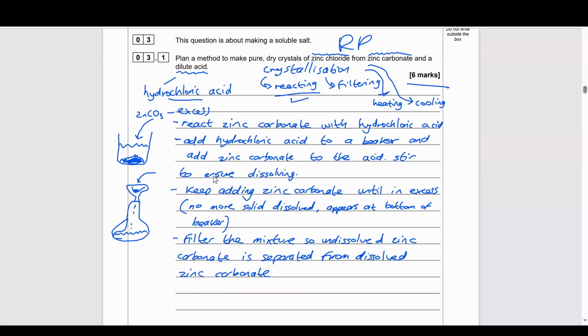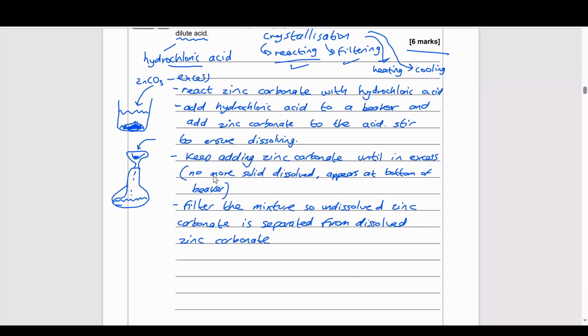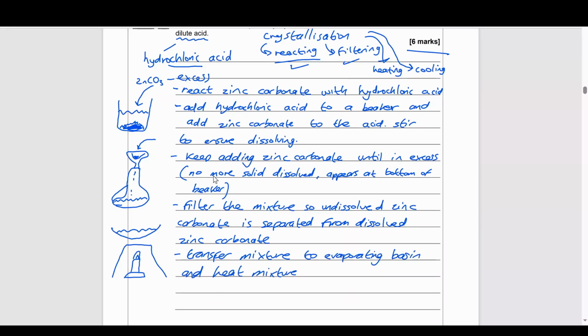The next thing is the heating. So for us to heat this mixture, there's going to be a solution at this point. We want to transfer that to an evaporating basin, evaporating dish, and then that is going to go on top of a tripod. Then we'll have a Bunsen burner. So transfer mixture to evaporating basin and heat mixture using Bunsen burner.